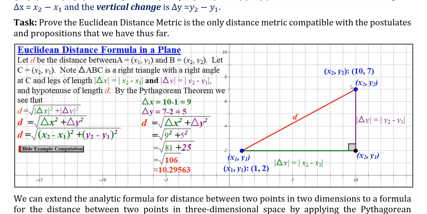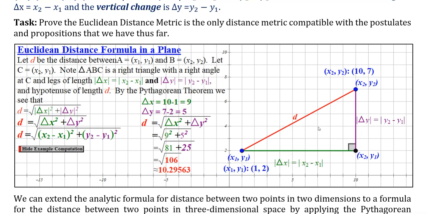So how far apart are these points? Well, if we go horizontally over this way, which is going to be the difference in the x-coordinates, from 1 to 10 is a distance of 9. And then we go straight up and down, which is a distance from 2 to 7, which is 5. We can see that the absolute value of delta x is the horizontal change, and the vertical change here is delta y, or the absolute value is that length.